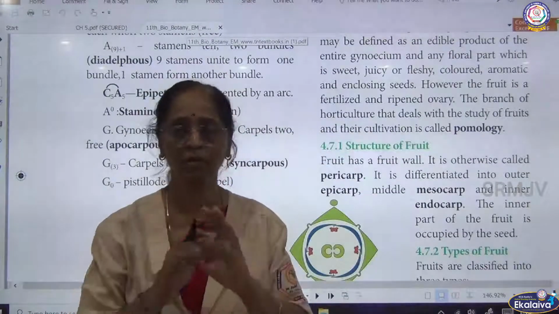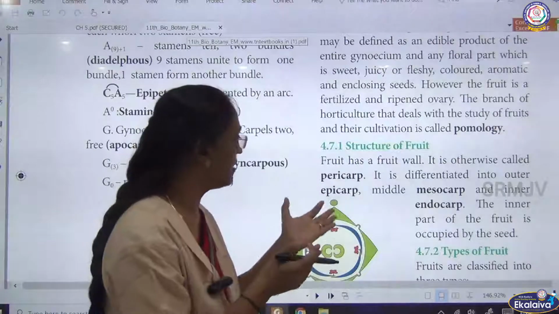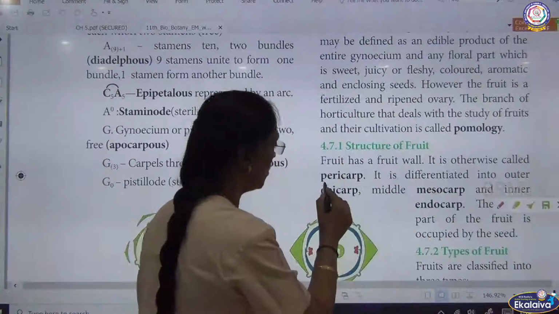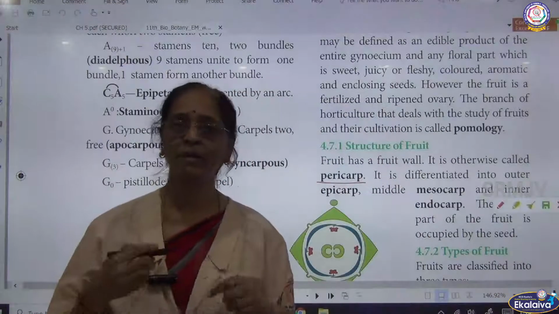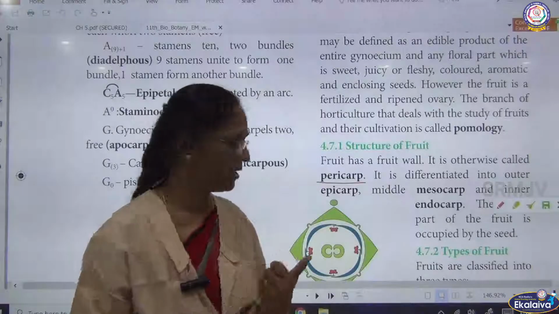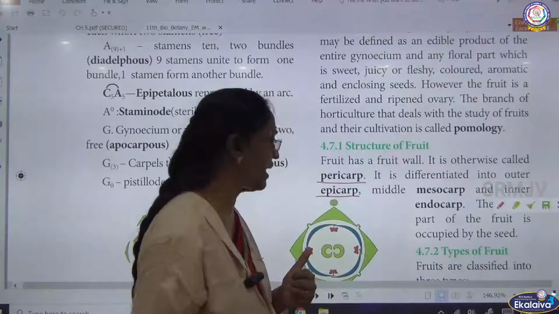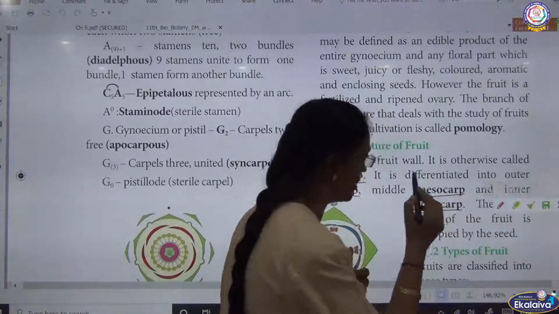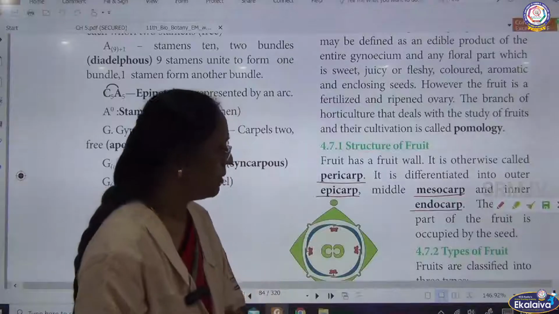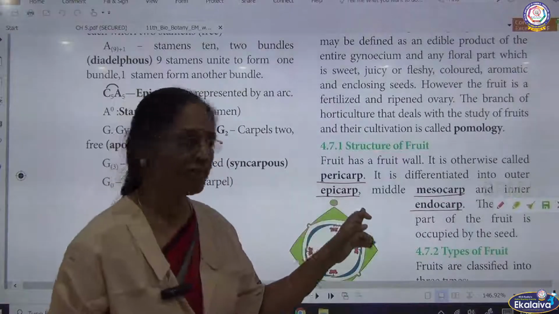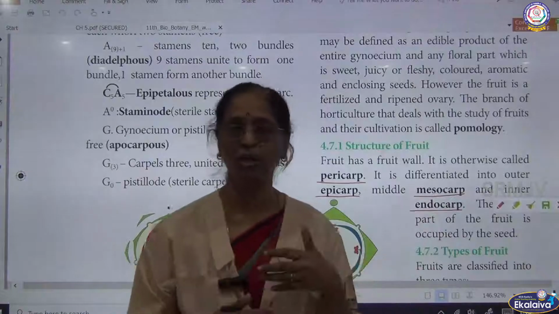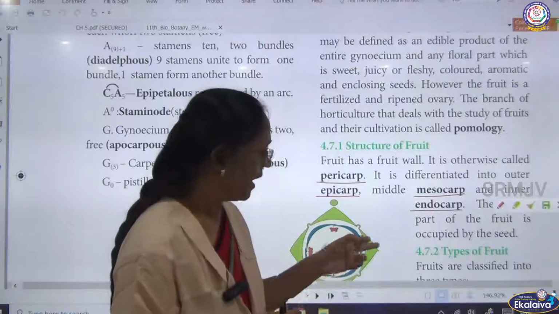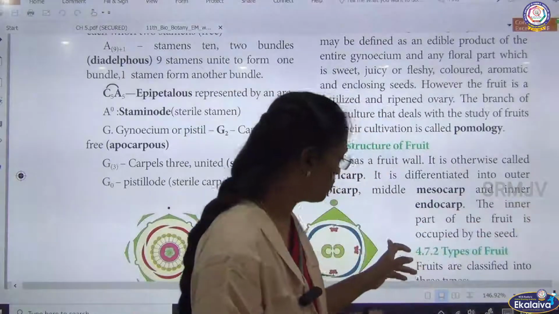Now, when you say the fruit, the structure of the fruit, you see that the fruit has a wall, that you call the fruit wall, and that is otherwise called the pericarp. And this pericarp, you can see that it is differentiated into an outer layer, which we call the epicarp, the middle layer which we call the mesocarp, and the inner layer which we call the endocarp. Now, sometimes you will find that these layers are differentiated, you can see them distinctly, but sometimes they are all fused.